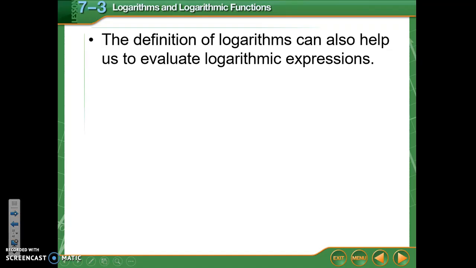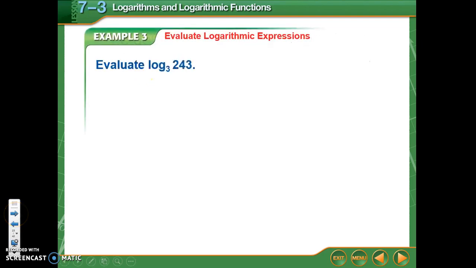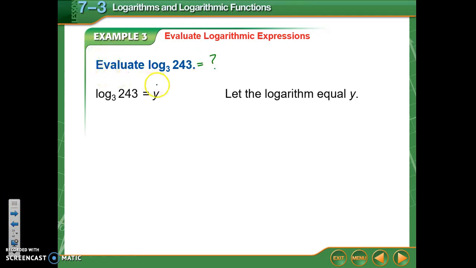Okay. We're also going to use this definition to help us evaluate logarithmic expressions, meaning to find their value. So when there's variables involved, sometimes we can solve, or evaluate, I should say, with logarithms. So I want to evaluate log base 3 of 243. What does that equal, right? So that's like my variable. I don't know what it equals. How do I find out? So we're going to set it equal to y. You can really set it equal to any variable, but we don't want to confuse ourselves, so we'll set it equal to y.